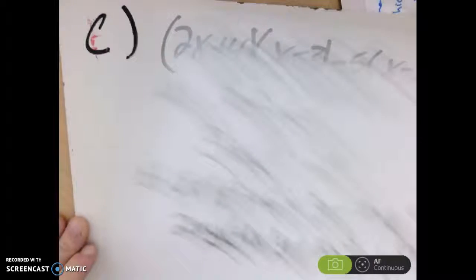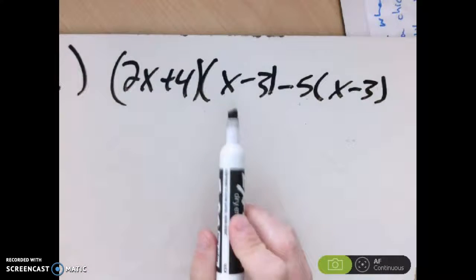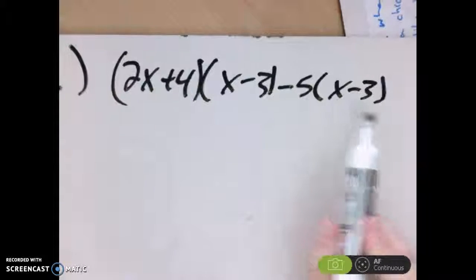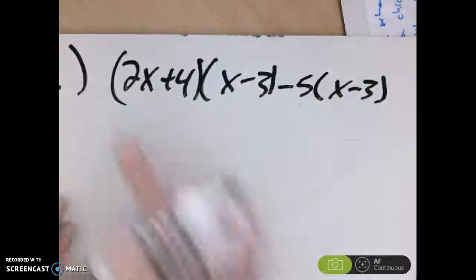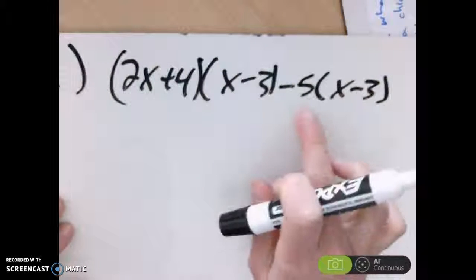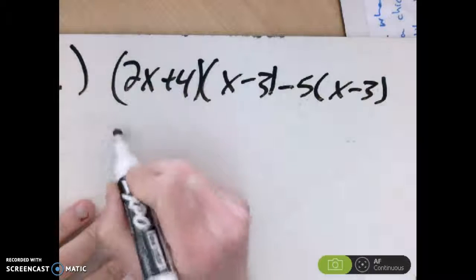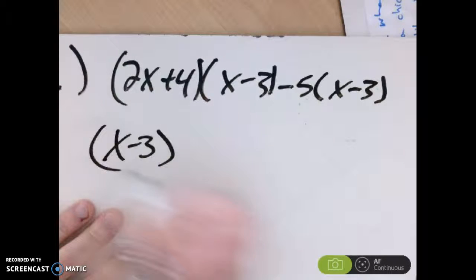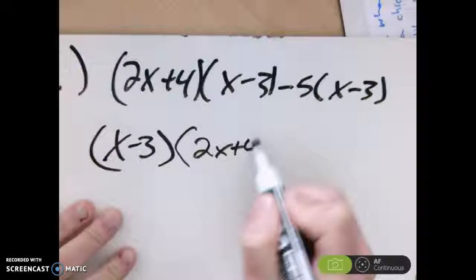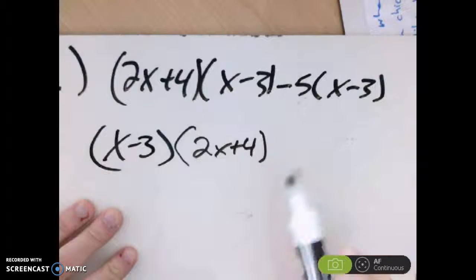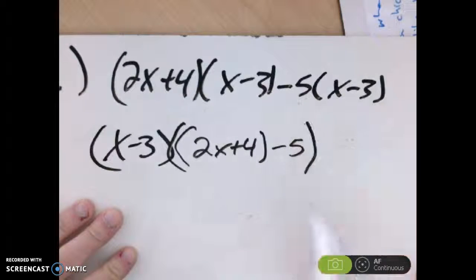And then on to c. c is 2x to the fourth times x minus 3 minus 5 times x minus 3. This looks really complicated because it has all this stuff, but it's really all this stuff times x minus 3, and over here I have 5 times x minus 3. So both terms have an x minus 3 that I can take out. If I take an x minus 3 out of this term, I'm left with 2x plus 4. Over here, I'll be left with a minus 5. I forgot a parentheses, so it's right there.